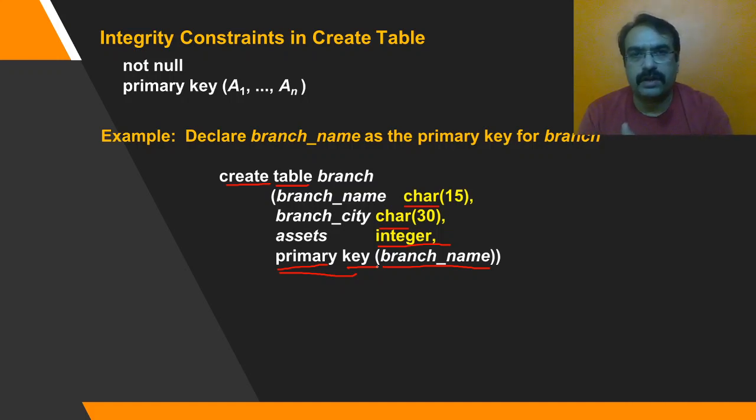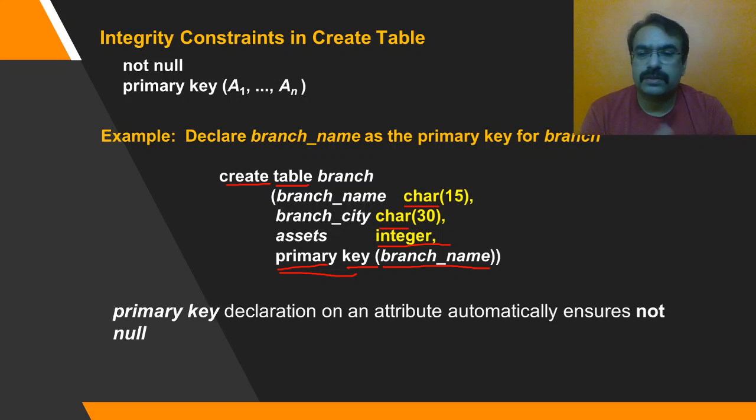So not null and primary key I can mention together, there is no issue. In this case, I want branch name to act as a primary key, and I also want asset should never be null. That is also possible. So I can mention in front of asset, not null, and it will become a value which never will be null, but it will not be a primary key. That you understand. Okay.